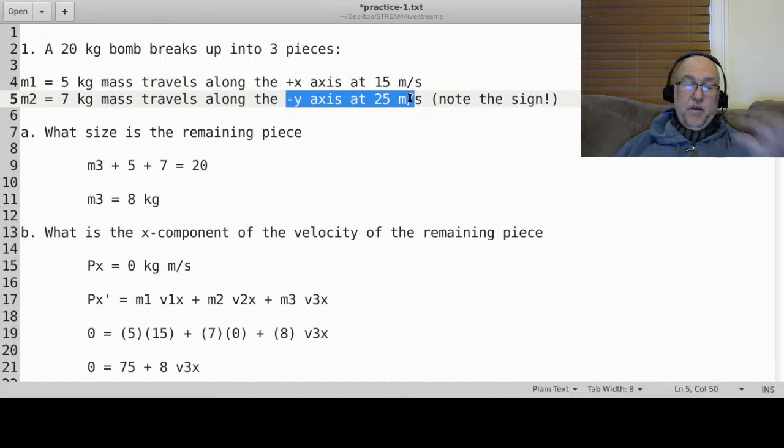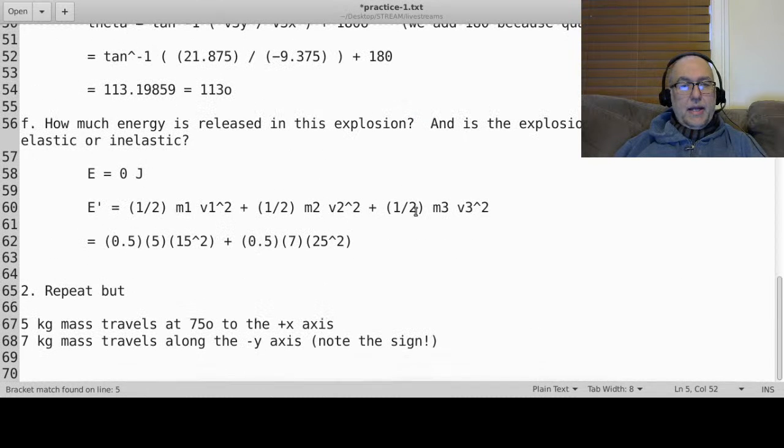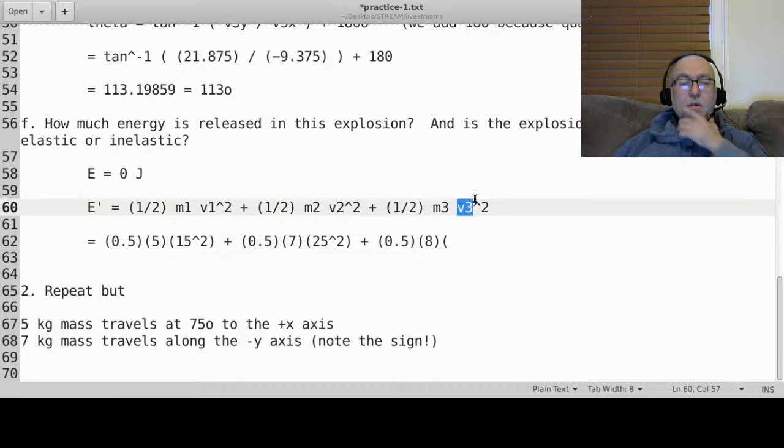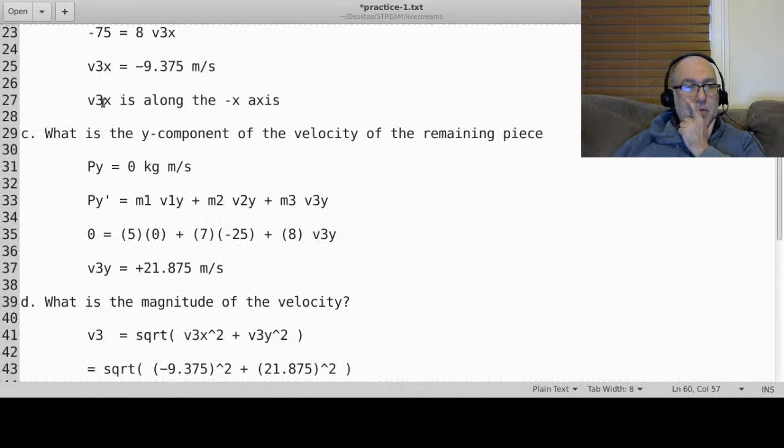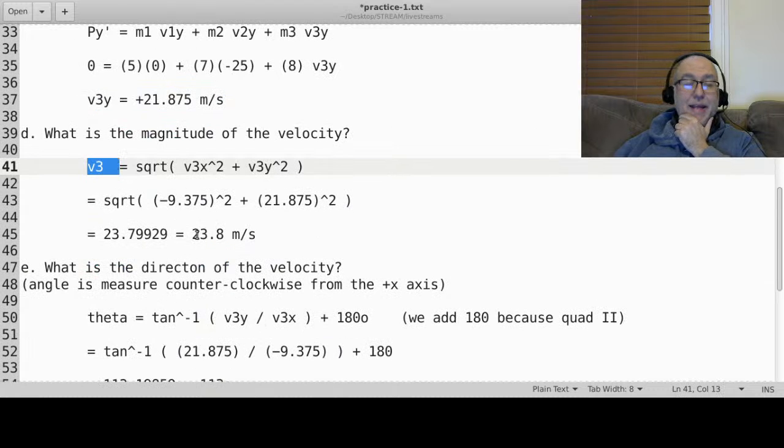Okay, which is going to be a variation I'm going to do next. Even if it's traveling at an angle, it doesn't matter. It's just the magnitude that matters here. So it's just 25 squared, the magnitude squared, plus 0.5, that's an 8 kilogram piece, and V3. Be careful, it's not the x component, it's not the y component, it's V3, the entire magnitude.